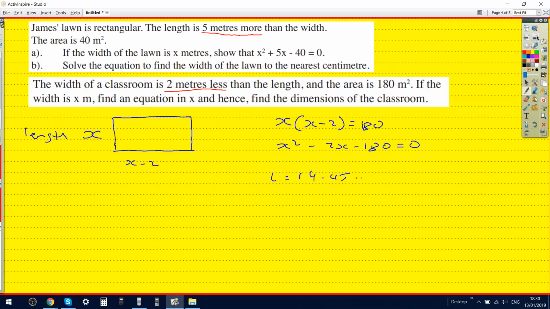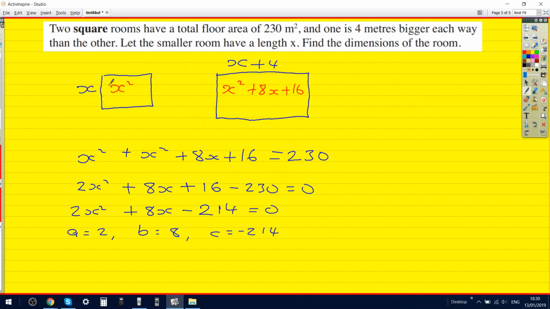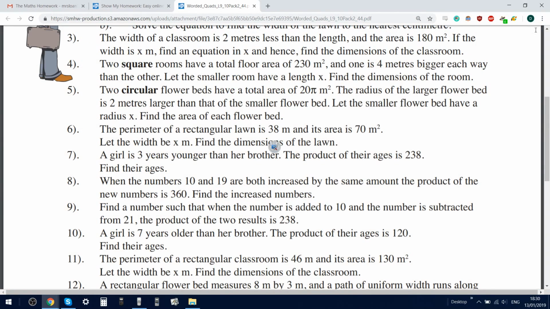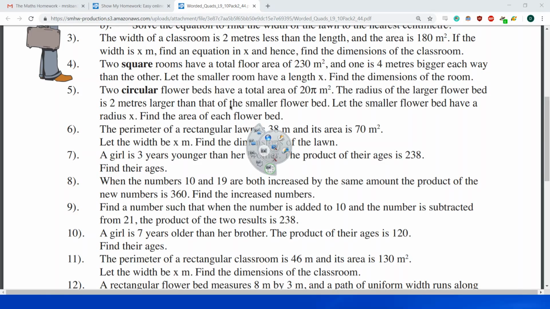They're now putting it into words, and so the floor area of the first one was x squared, floor area of the second was x squared plus 8x plus 16, and so the total is x squared plus x squared plus 8x plus 16, and the total must be equal to 230. Okay. And you solve it from there. So I think the hard part is constructing the equation part, like making sense of the words.